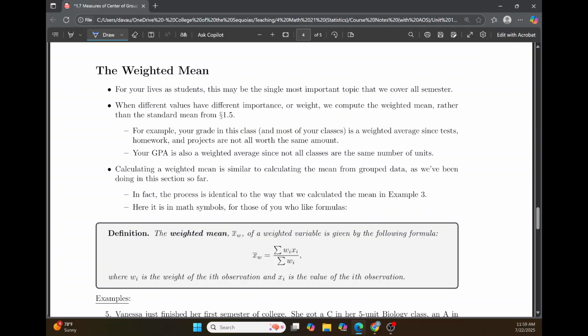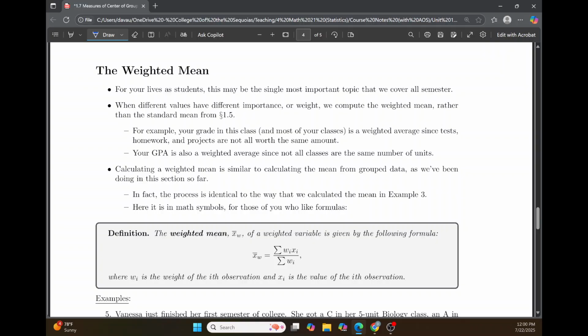Now, granted, Canvas will do those calculations for you, so you're not actually doing the computations yourself. But if you want to understand what Canvas is doing, then you have to understand a little bit about weighted means. Similarly with your GPA. Your GPA is going to be a weighted average because not all classes are the same number of units. Your 5-unit biology class is going to contribute more towards your GPA than your 3-unit communication class.